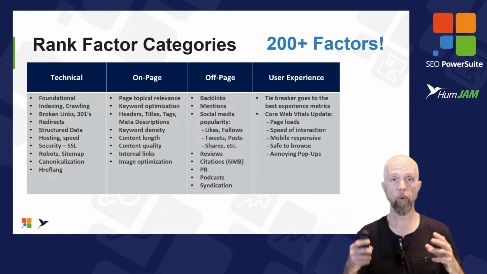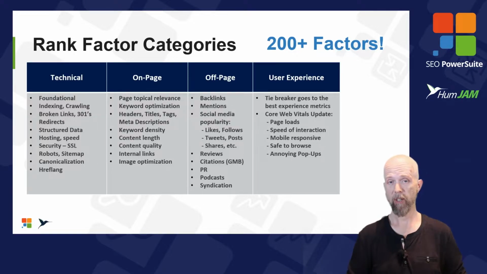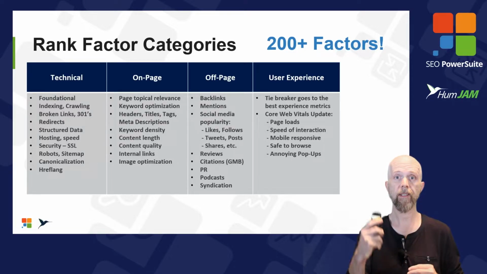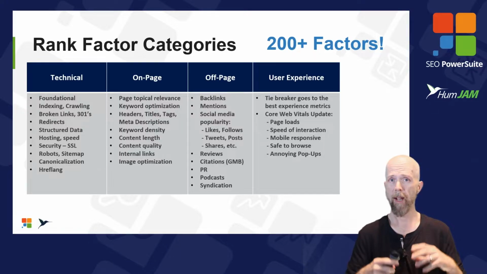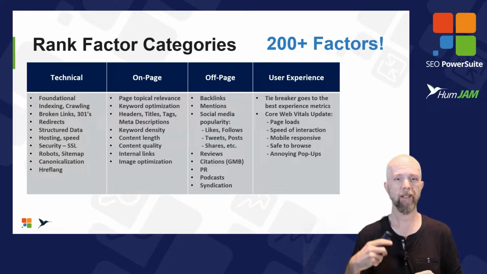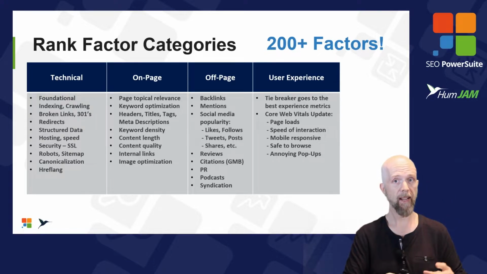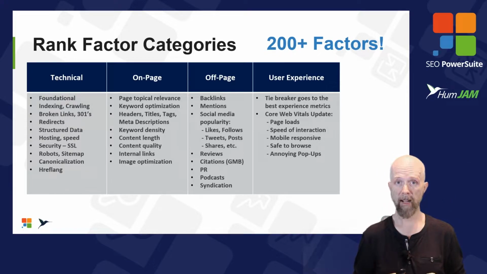Now on-page, that's where a lot of SEO happens. That's writing the content. That's making sure your page has topical relevance to the terms that you're trying to search for. Header tags, titles, meta descriptions, content length, content quality, whether it's got good grammar, all that is on page. Everything that's on the page itself is what these ranking factors are.